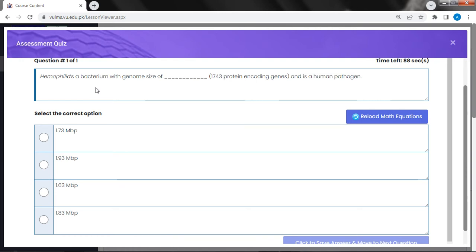Haemophilus, a bacterium with genome size of 1.83 MB encoding 1743 genes and it's a human pathogen.